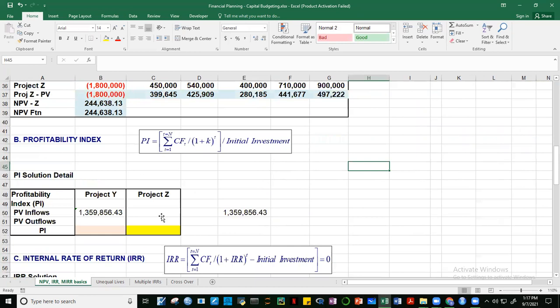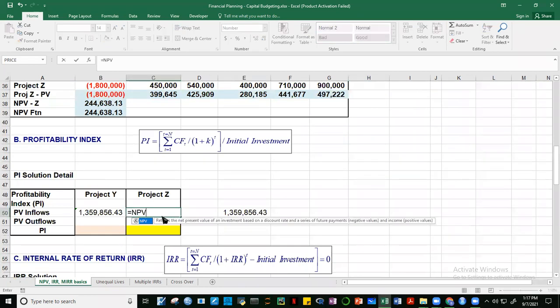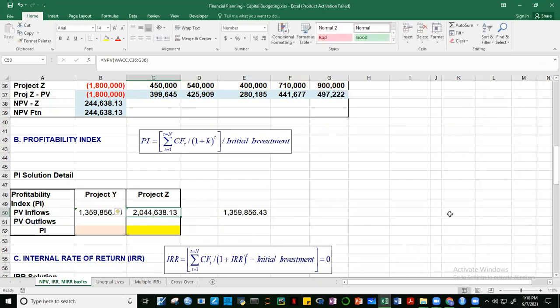Okay, then for Z, it will be equal to, again, let's use the NPV function. Rate is WACC, nakuha na natin, comma. Value will start with year 1. Okay? So hindi na natin i-add. Ang kailangan lang natin yung present value ng cash inflows.